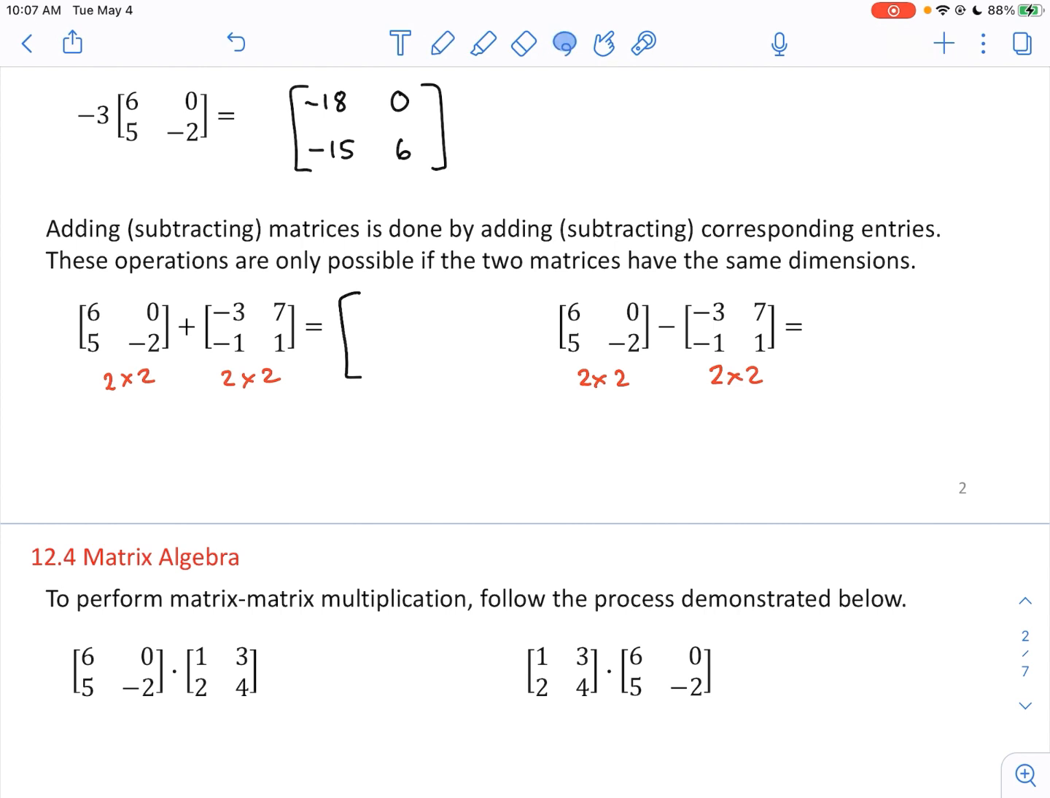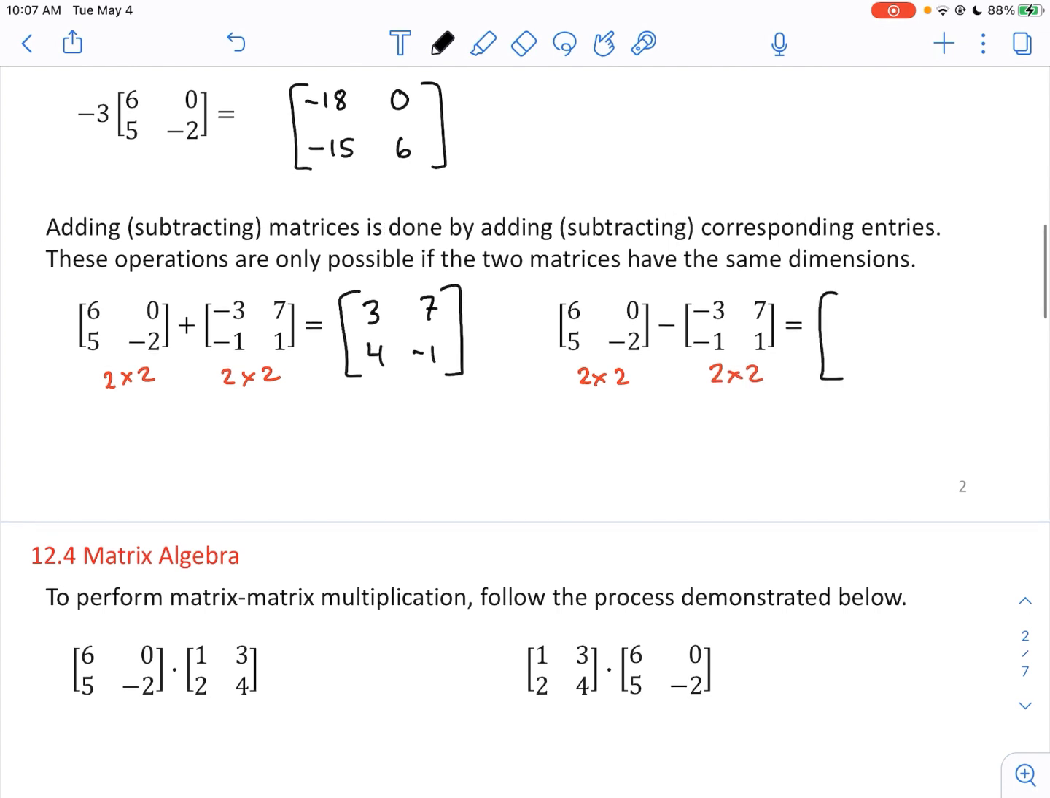So in the first case, we're going to do 6 plus -3. We're going to add the 2 1 1 positions, and 6 plus -3 is 3. Now we're going to add the 2 2 1 positions. So the 5 and -1 add to be 4. Now let's add the 2 1 2 positions. 0 plus 7 is 7, and then finally add the 2 2 2 positions. -2 plus 1 is -1.